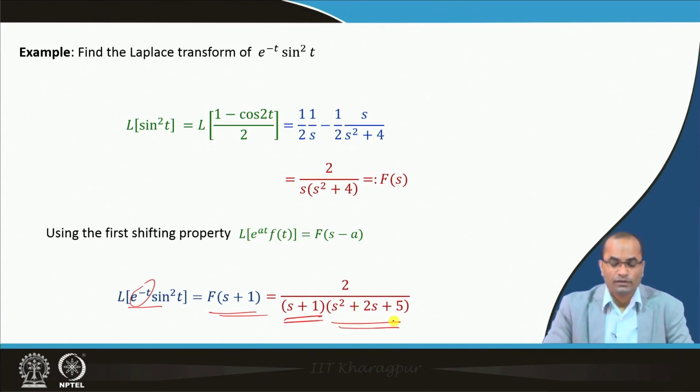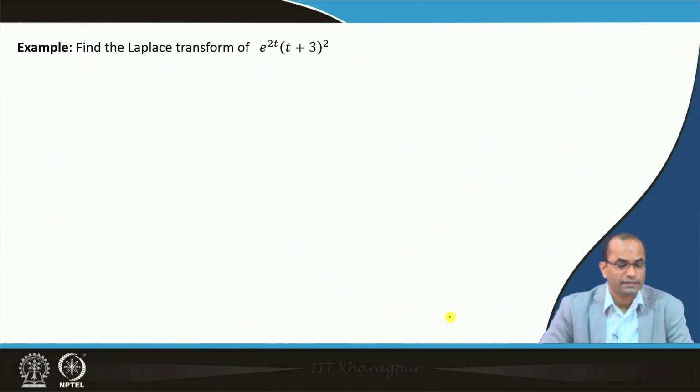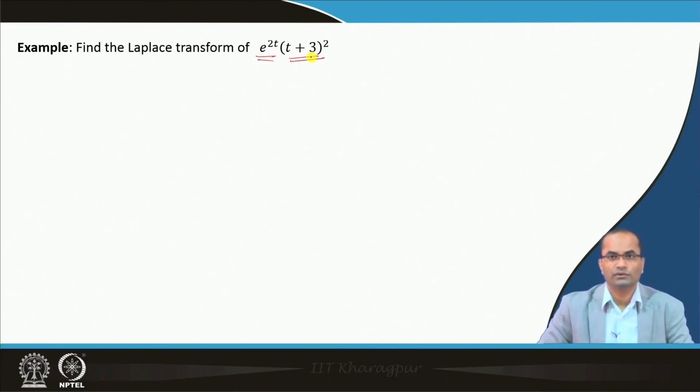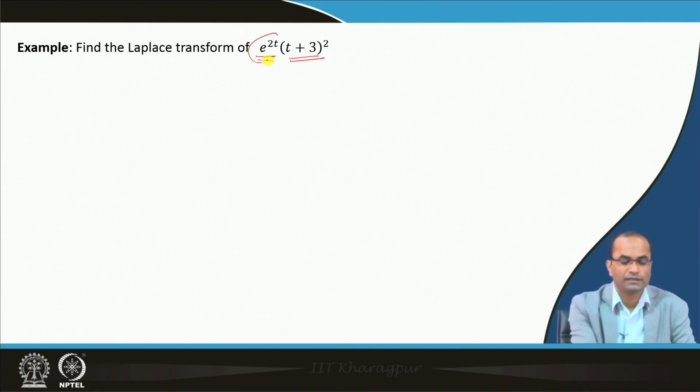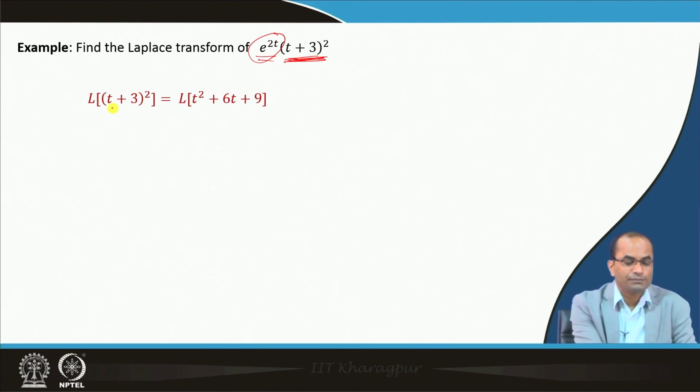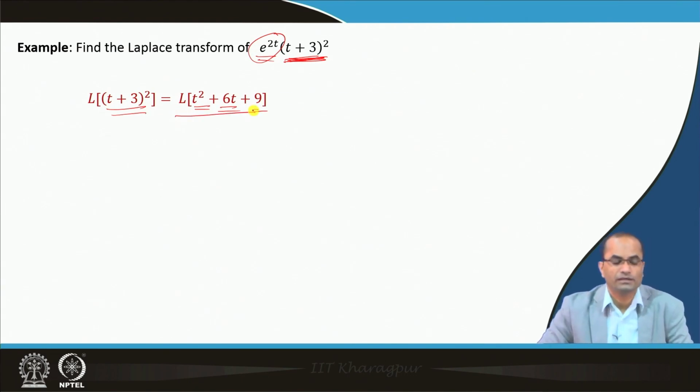Now the next problem, where we want to find the Laplace transform of e power 2 t into t plus 3 whole square. Again, the similar situation: we have the multiplication with this exponential function. If we find the Laplace transform of t plus 3 whole square, then we can get the Laplace transform of e power 2 t into t plus 3 whole square. So, t plus 3 whole square is t square plus 6t plus 9, and then we can use the linearity property to find this Laplace transform.